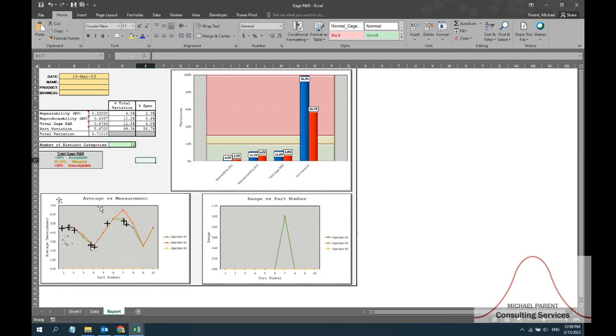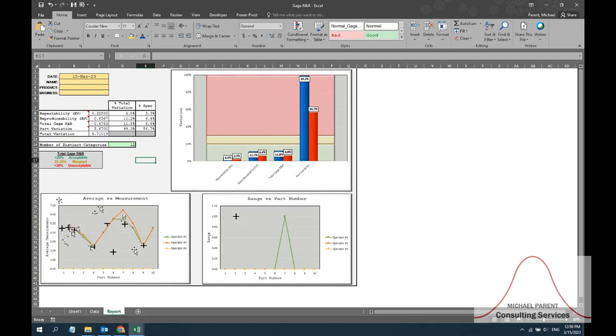But we can also see that there's agreement between the operators. Both operator 1 and operator 2 are measuring very, very close to the same thing. We see the only difference is really on part number 7, where operator 2 measured it much higher than operator 1. So we would say on average that this has a very good reproducibility. The measurement system has good reproducibility.